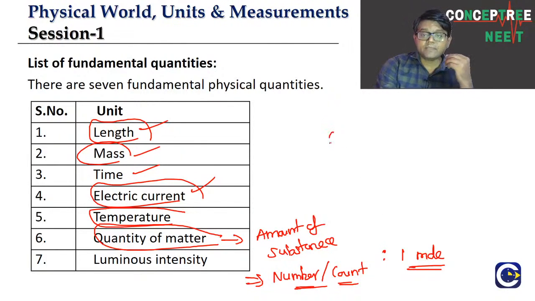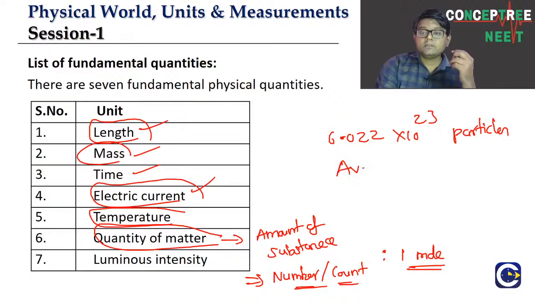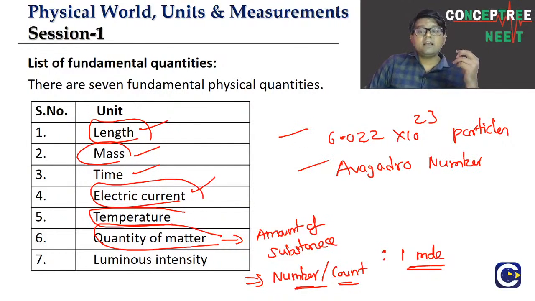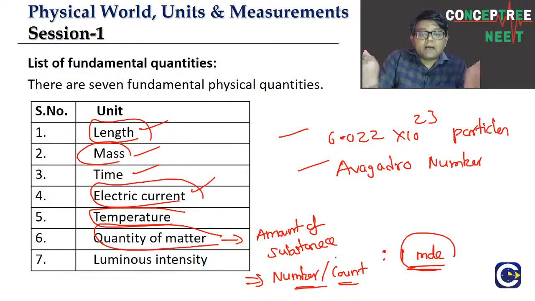A mole is a collection of particles, 6.022 into 10 to the power of 23. This number has another name. What is the number, guys? It is also called the Avogadro number. If you have 6.022 into 10 power 23 particles, that is the Avogadro number. And if you have the measurement of particles in terms of count or number, we call it the quantity of matter.